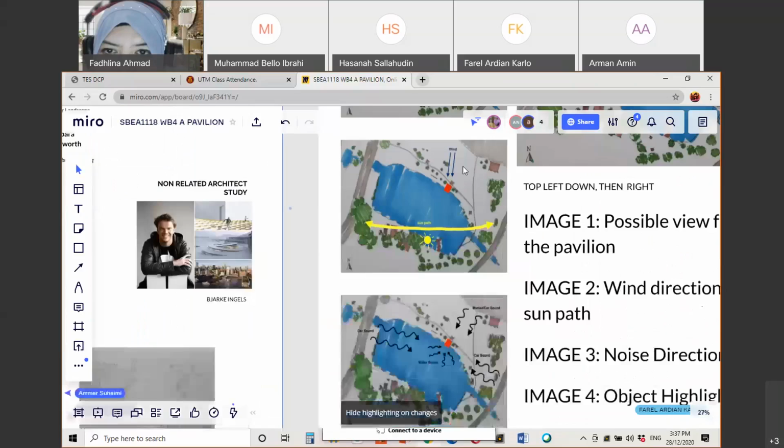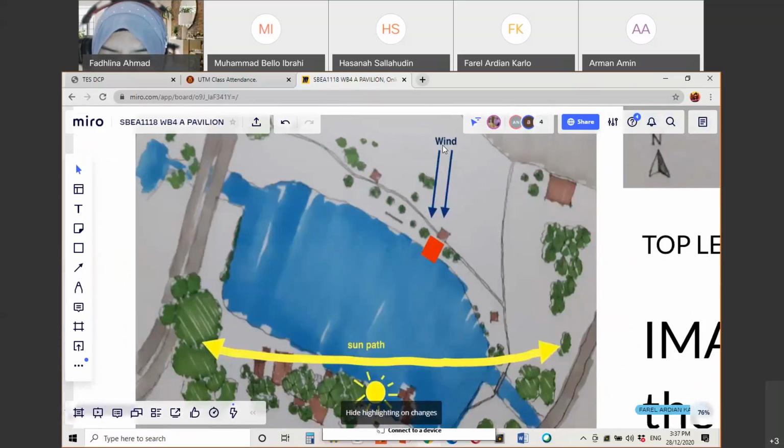Okay. How do you know the wind is from here? I'm guessing from Xander's presentation. He said that the wind is coming from here. If I'm mistaken, it's from there. So I assume the wind direction is from the northeast. Northeast.